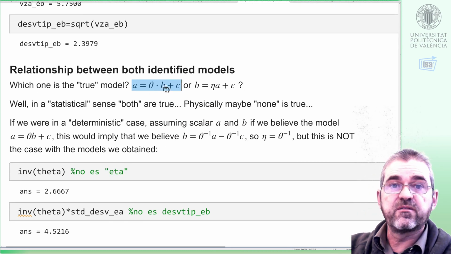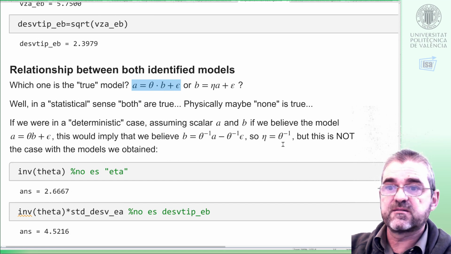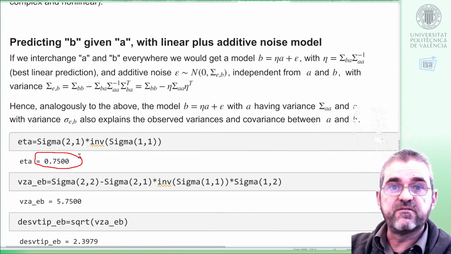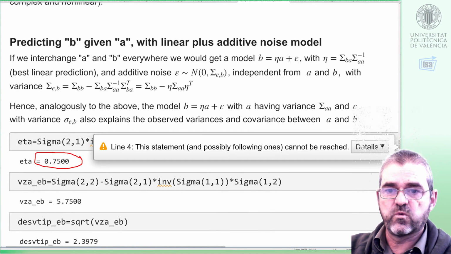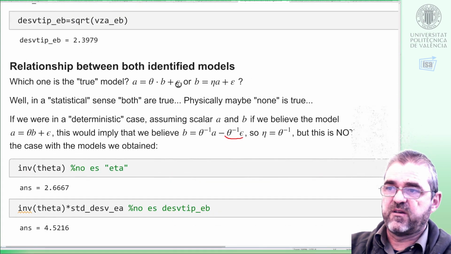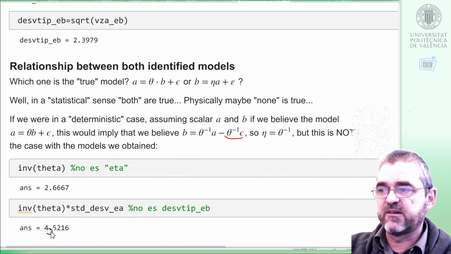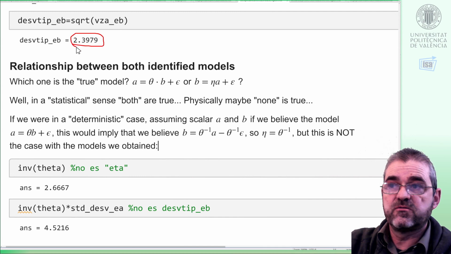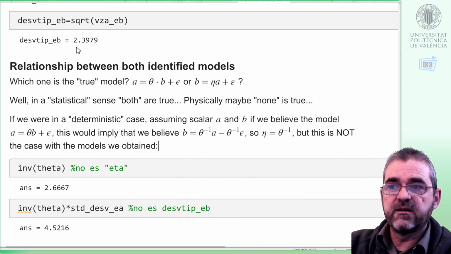Theta was 0.375 and its inverse is 2.6, which is clearly different from 0.75. So what happened? And again, if I multiply the standard deviation of this by the inverse of theta, I would have 4.5, which is not 2.4. What are we doing wrong?